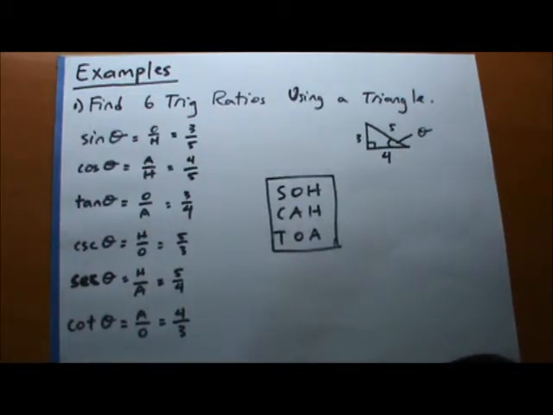Now, the reciprocal trig ratios means that it is flipped. So, cosecant should equal 5 over 3, secant should equal 5 over 4, and cotangent should equal 4 over 3.